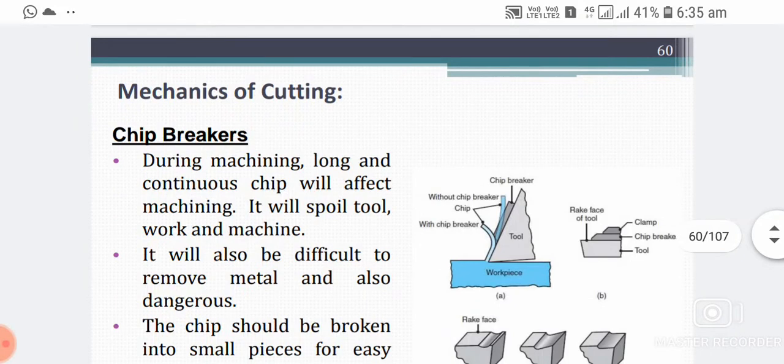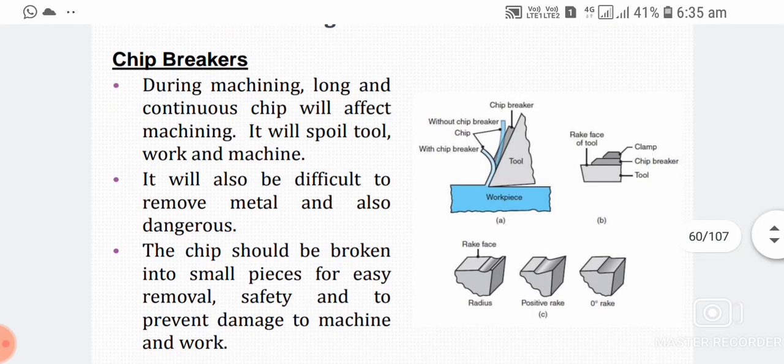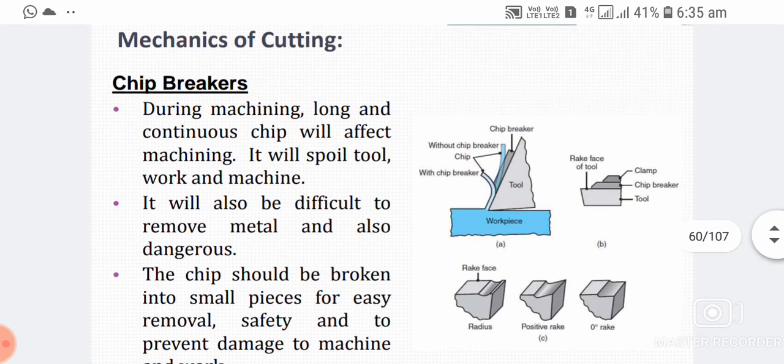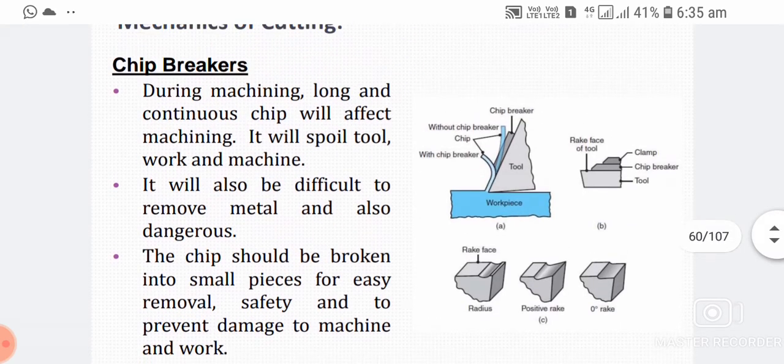Mechanics of cutting. Chip breaker. During machining, long and continuous chip will affect the machining. It will spoil the tool, work and machine. It will also be difficult to remove the metal and also dangerous. The chip should be broken into small pieces for easy removal, safety and to prevent damage to machine and work. This is called chip breaker.